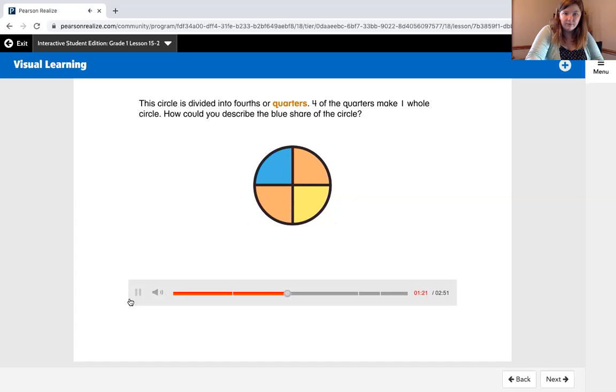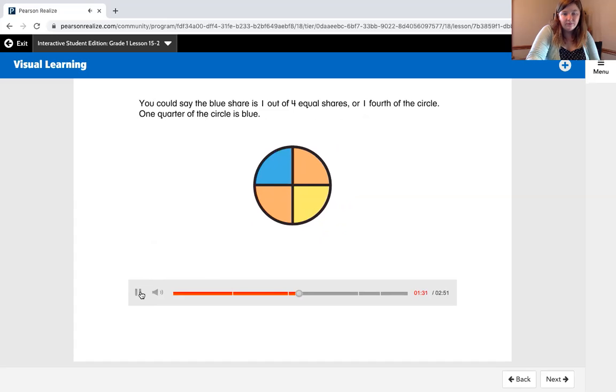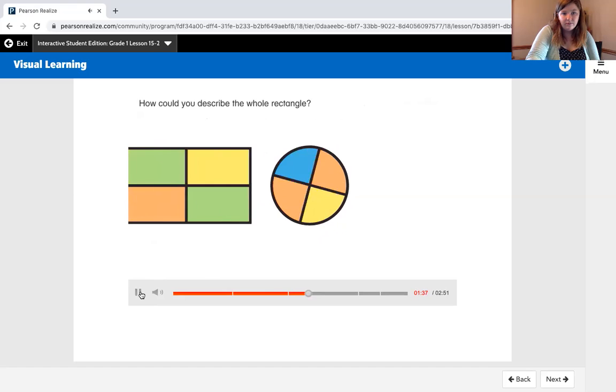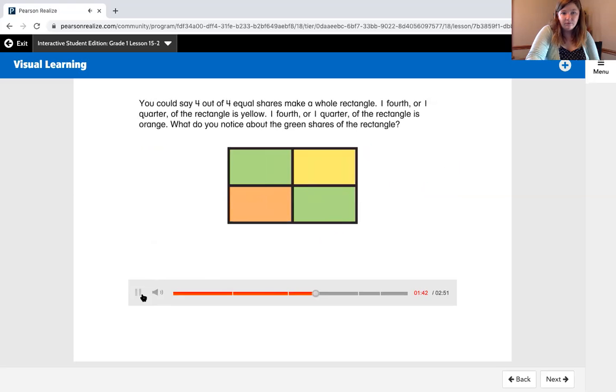How could you describe the blue share of the circle? 1 out of 4 equal shares. You could say the blue share is 1 out of 4 equal shares, or 1/4 of the circle. 1/4 of the circle is blue. How could you describe the whole rectangle? You could say 4 out of 4 equal shares make a whole rectangle. 1/4 of the rectangle is yellow. 1/4 of the rectangle is orange.